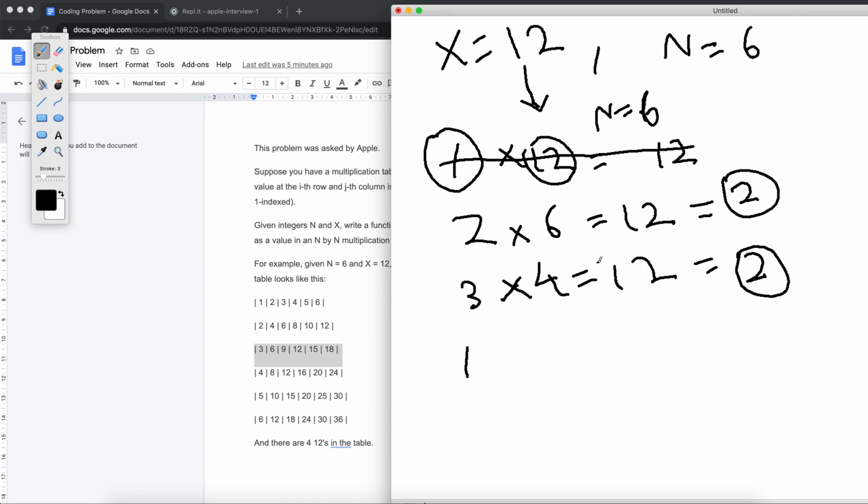So the solution to this problem is, we basically try to find all the factor pairs, and if both of the pairs are less than n, that means they exist, then we increment our answer by 2, right? Else we don't touch it, right?